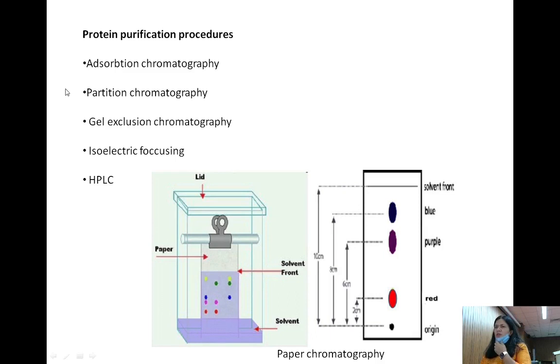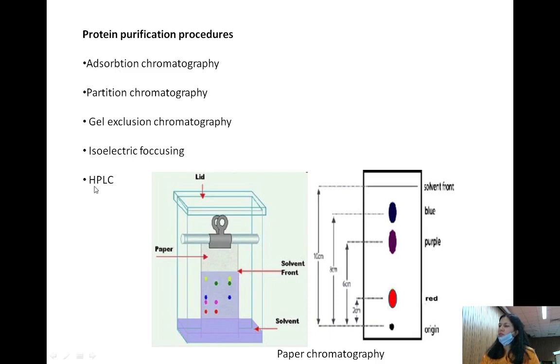So these techniques I will not go into detail because it is a very long chapter. So remember, there are different techniques by which you can isolate a purified protein, like adsorption chromatography, partition chromatography, then gel exclusion chromatography, okay, not isoelectric focusing, and HPLC. So this is for adsorption, partition, gel exclusion, and HPLC.